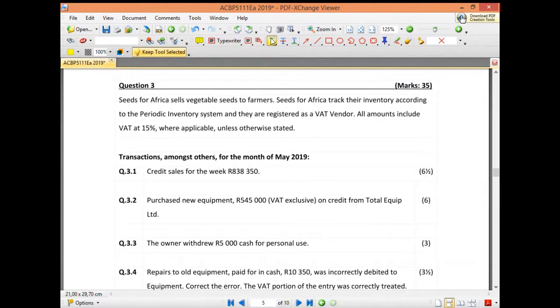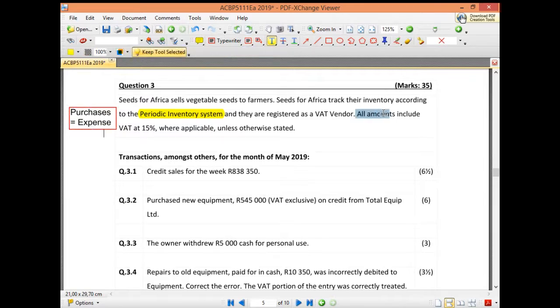Let's start with the information. They tell you we sell vegetable seeds to farmers. We track their inventory according to the periodic inventory system. When you see periodic, you need to remember it's the purchases account, which is an expense account. That is the first thing you need to see because it is going to impact your accounting equation, whether you include it under the asset or the owner's equity account.